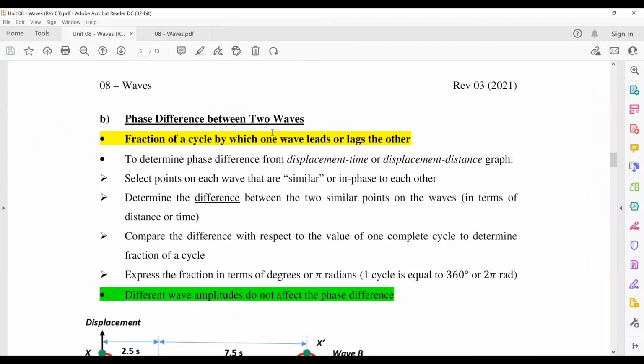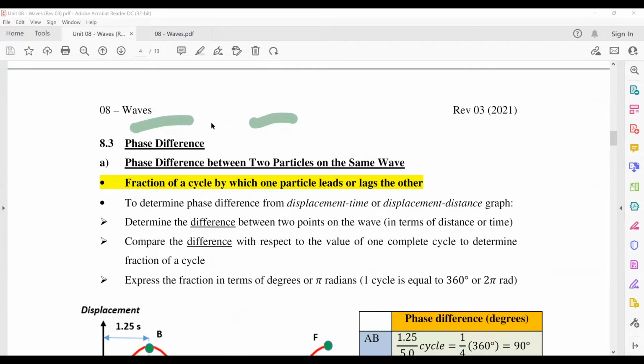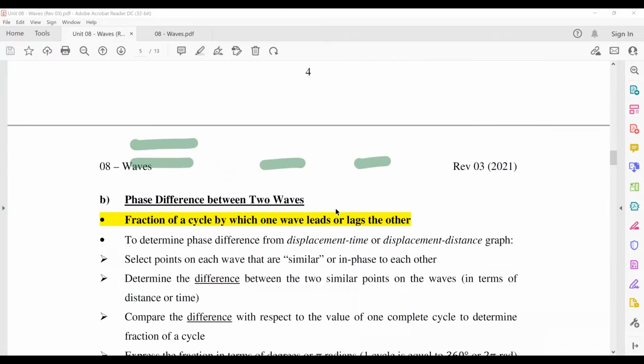Okay. Now phase difference, you will have two different kinds of phase difference. One is phase difference between two waves, and another is phase difference between two particles on the same wave. Okay, right. The start of the phase difference is actually on page 4, not page 5, sorry. Okay, now phase difference have two types: phase difference between two particles on the same wave, or phase difference between two waves. That is on the next page.